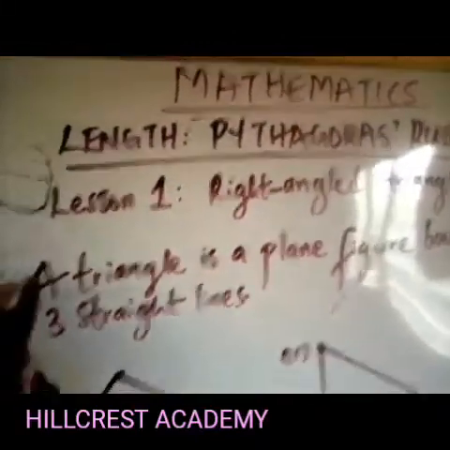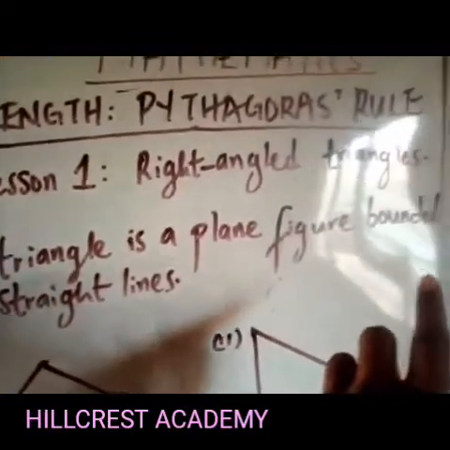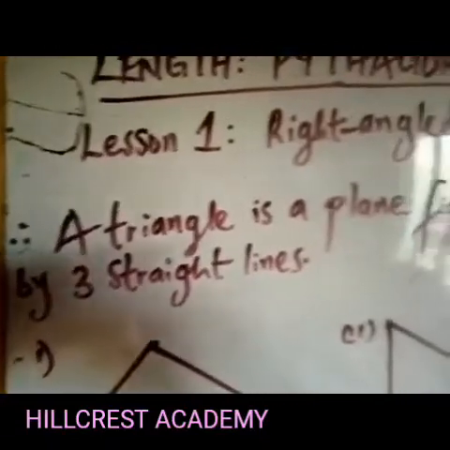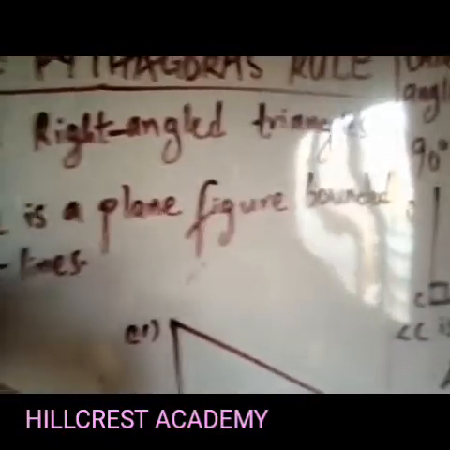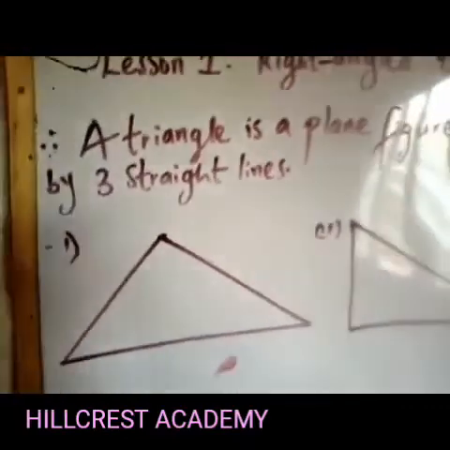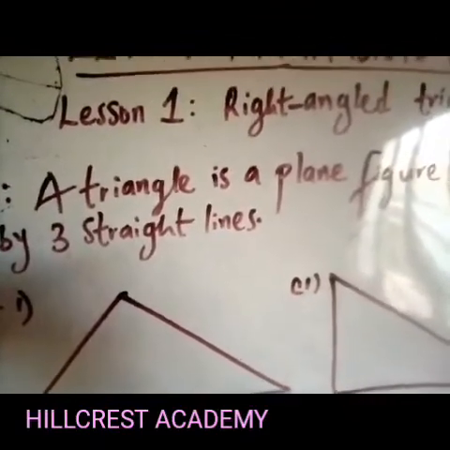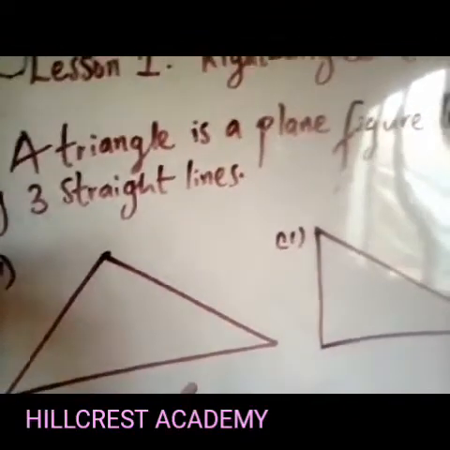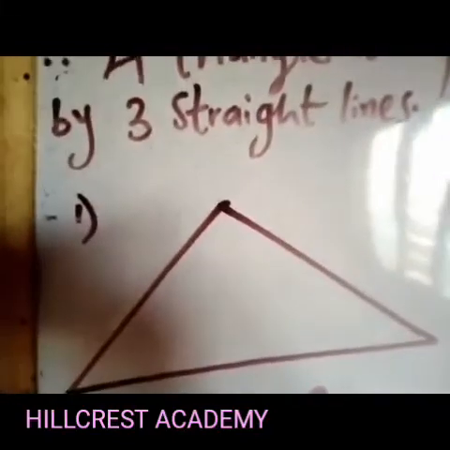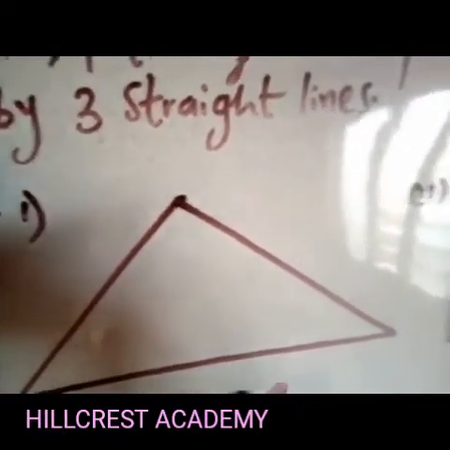A triangle is a plane figure bounded by three straight lines, which means any shape that has three straight lines joined together to make it a shape is called a triangle. So when you see shapes with three straight lines joined together like this, it's called a triangle. This is the first straight line, the second one, and the third one.